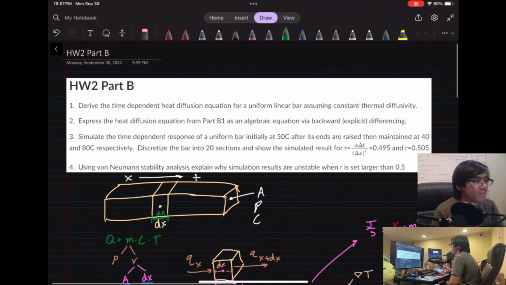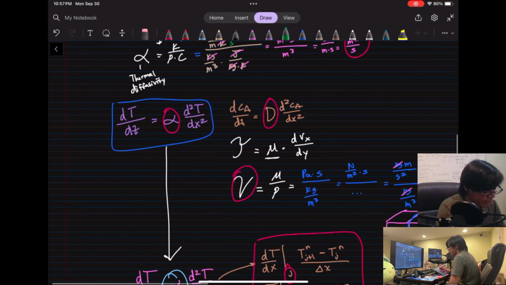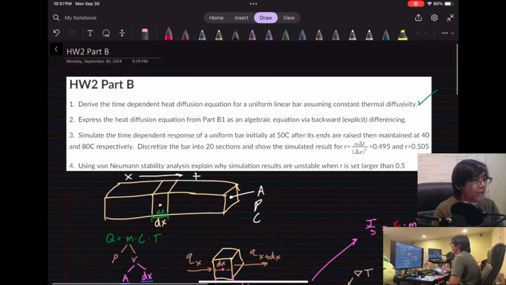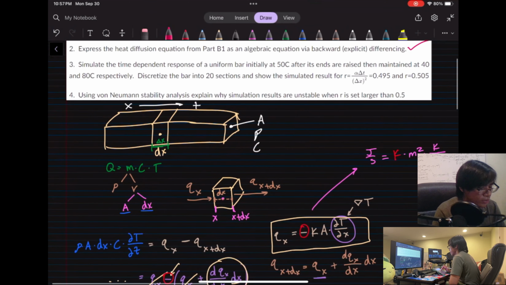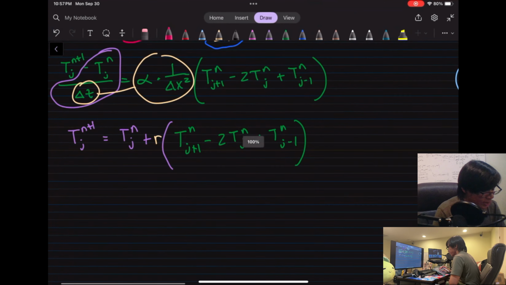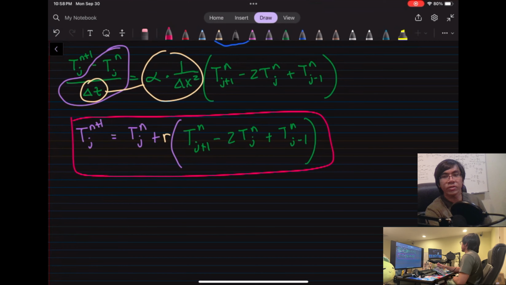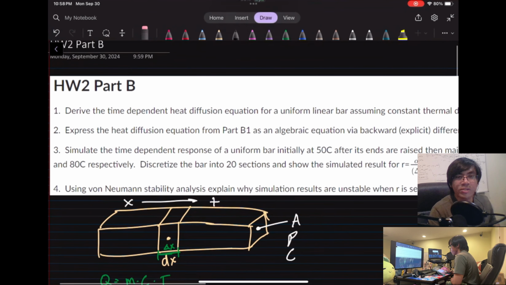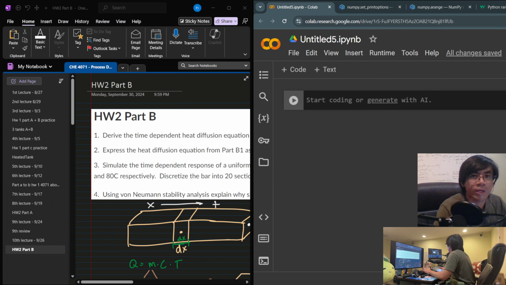So yes, we did our time-dependent heat diffusion equation. So that was right here, time dependence. And now, moving on, we have our differencing that we did. So again, expressing our discretizations with time and position right here. All right, so let's just go ahead and code this out. I guess what makes more sense is if I do a sort of split screen here, something like that.